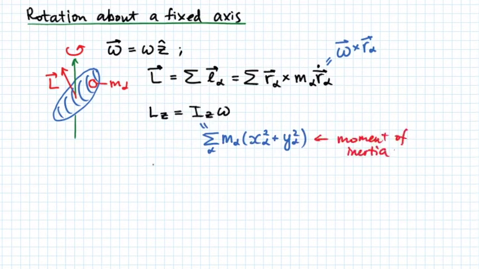In particular, we note that kinetic energy can be written as half of moment of inertia, I sub z, times omega squared. In other words, moment of inertia acts as mass. But there is a caveat.